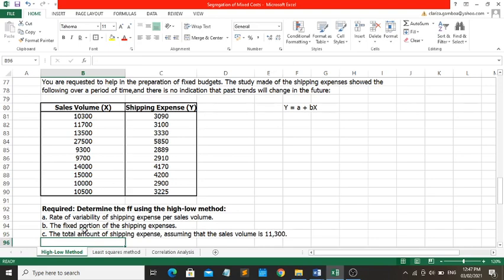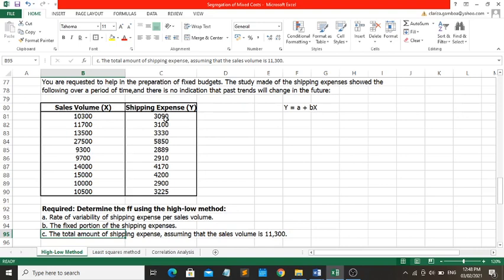So, yan yung kailangan nating hanapin. Hanapin natin ang magiging variable cost per unit based dito sa given, ang total fixed cost based dito sa given, and gagawa tayo ng cost function or cost formula para mahanap natin ang total amount of shipping expense na kakailanganin kung sakaling maging 11,300 ang sales volume ng company. Okay.